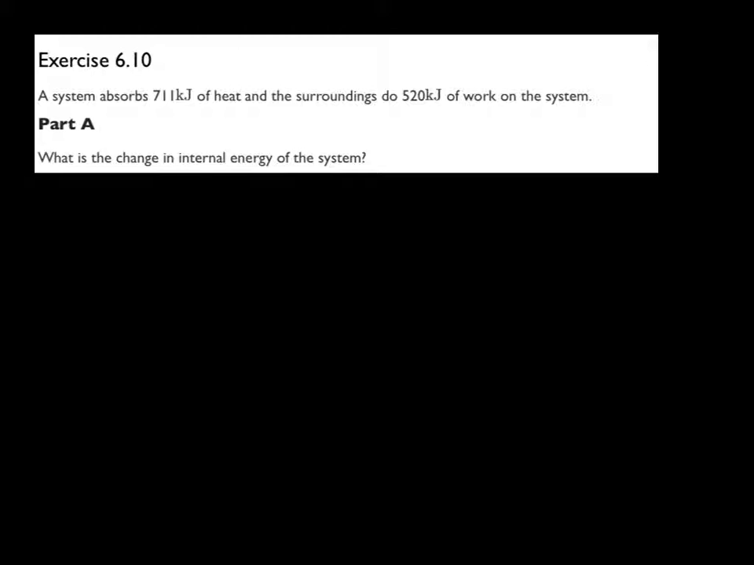Exercise 6.10 states a system absorbs 711 kilojoules of heat and the surroundings do 520 kilojoules of work. Alright, well, if we look back at that chart I made earlier, we can figure this one out easily. So first off, let's write this out. We have delta E, which is what we're solving for, equals Q plus W. Q is heat, W is work. Let's look at this. 711 kilojoules of heat is absorbed, so that's going to deal with Q, right? And then 520 kilojoules of work, that's obviously going to deal with work.